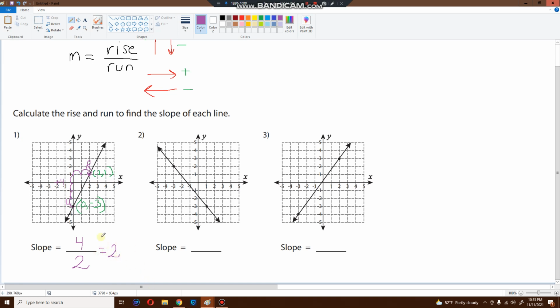You see that? I jumped up 4 steps and I went to the right twice in order to go from this coordinate point to this coordinate point. And that is how I get my slope using the rise over run technique. Let's go to the next one.